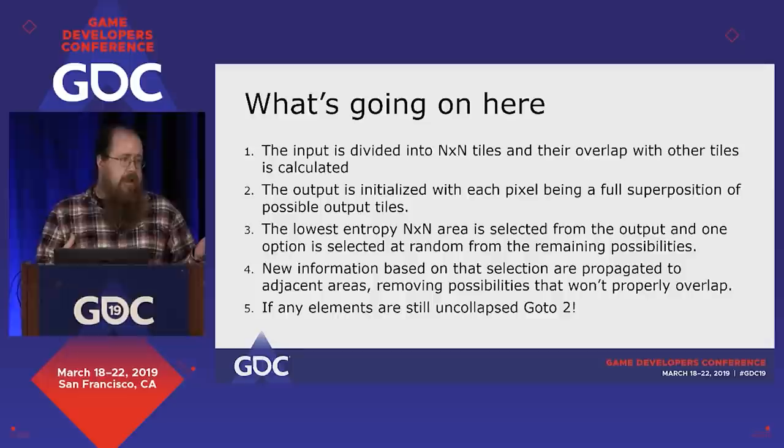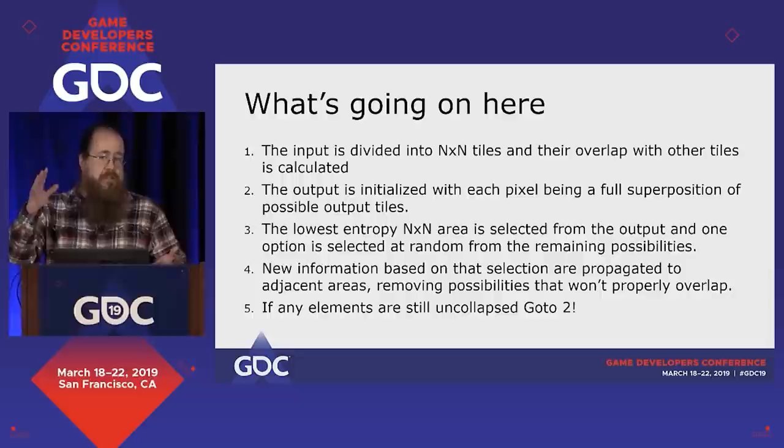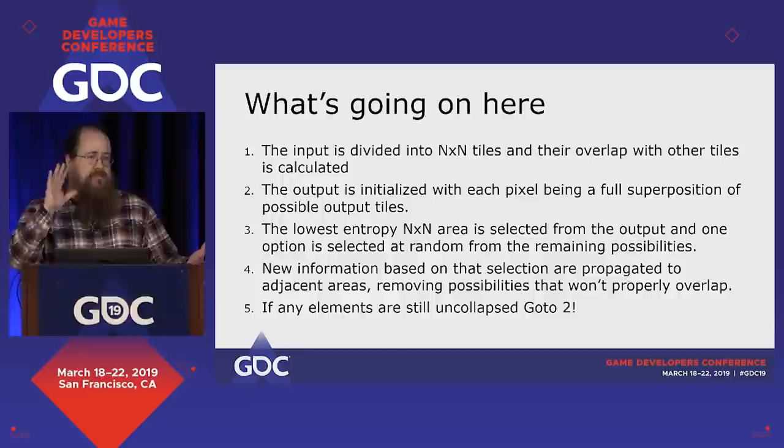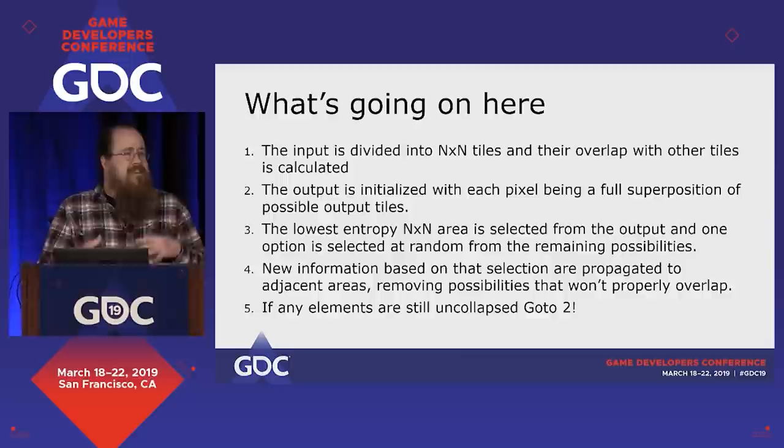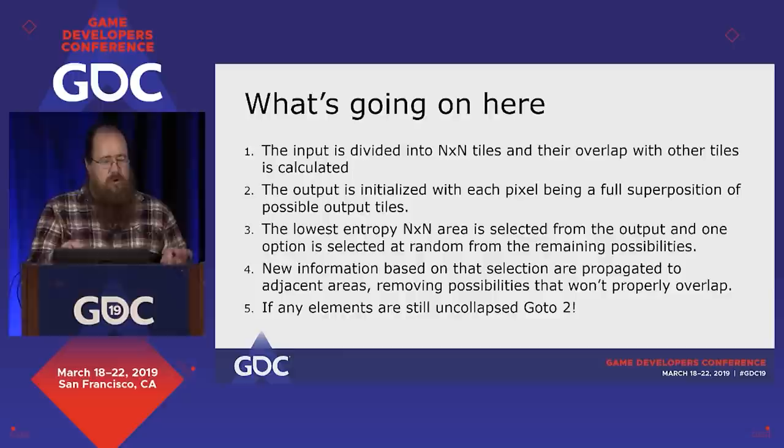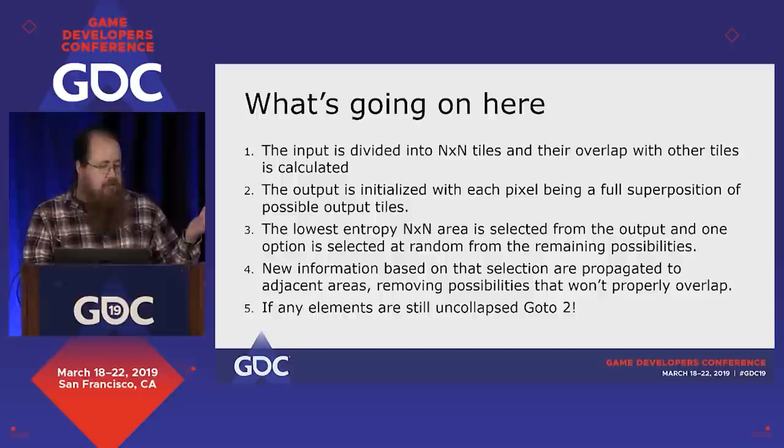Then we set up the output as a superposition of all those possible tiles. So you can imagine each element of the output being a superposition of each of the tiles that it pulled out of the input. And this is the character it shares with quantum wave function collapse. It's sort of a snide relationship. It's not anything complicated. What it does then is it picks one at random to start with: of all these possible tiles, we're going to select the lowest n by n entropy area and pick one at random and collapse it down to a single tile.